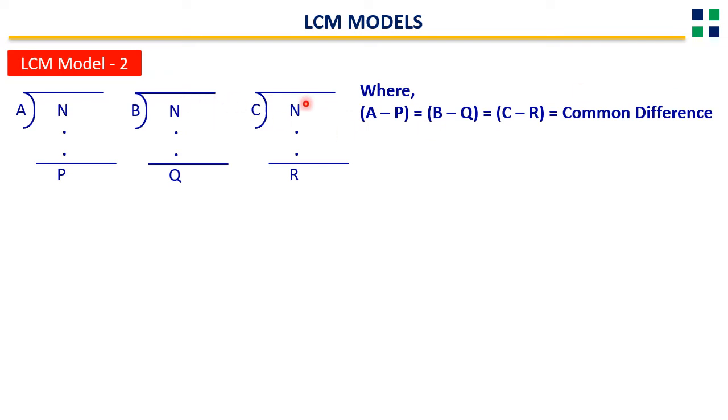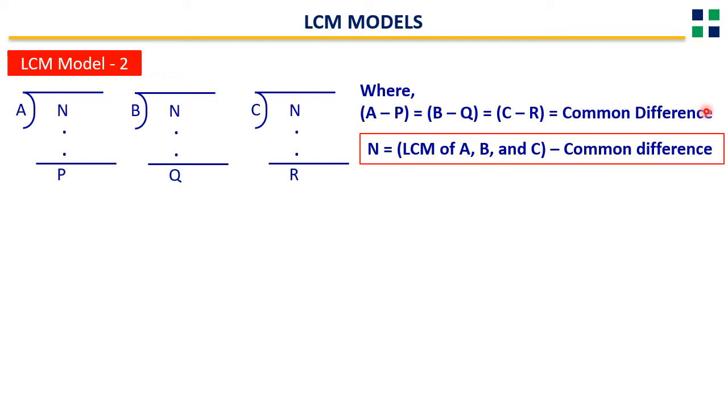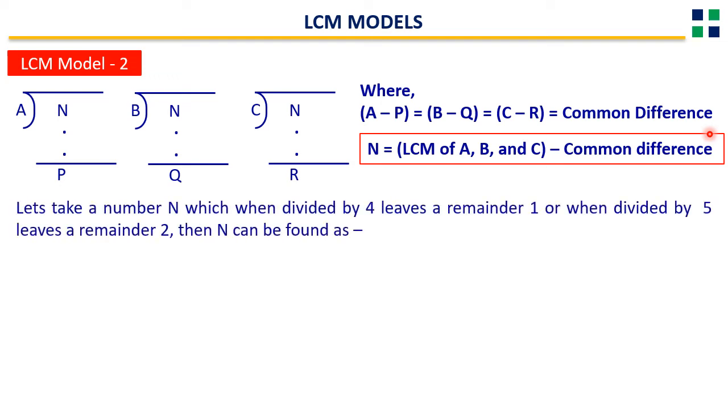How can the number n be calculated? It will be equal to the LCM of a, b and c minus this common difference. Let us understand with an example here. If we take a number n and divide it by 4, I get remainder 1, or when I divide it by 5, I get remainder 2. So the remainders are different, 1 and 2, but there is a common difference between them. So the number n can be calculated as LCM of 4 and 5 minus this common difference.